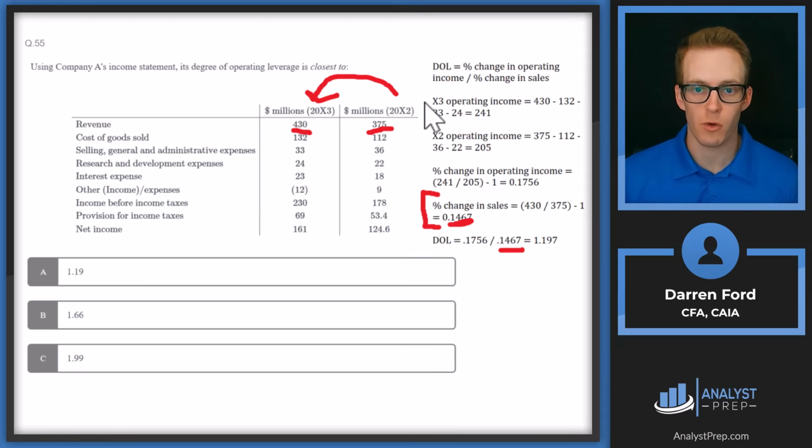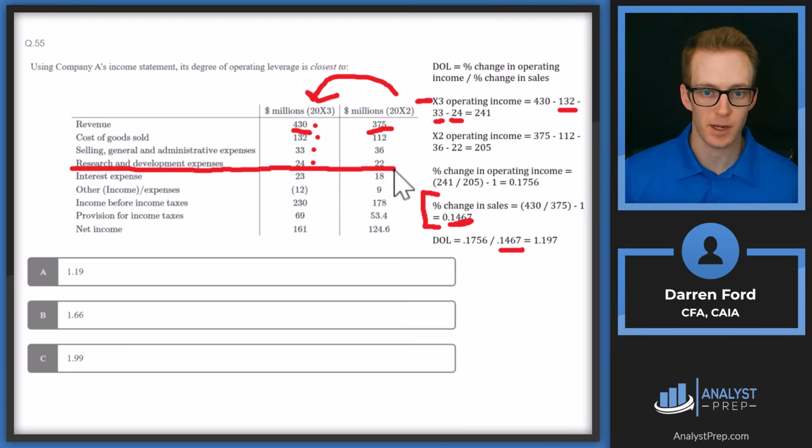We're not given that. So for 20x3 operating income, we're going to take our revenue. We'll subtract out cost of goods sold. We'll subtract out SG&A. And we're going to subtract out our research and development expense. So that gives us 241. And so anything below here is not going to be operating expense. This is essentially kind of EBITDA, for lack of a better term. And then same thing for 20x2 operating income, 375 minus 312 minus 36 minus 22. So it's these four top statements here.